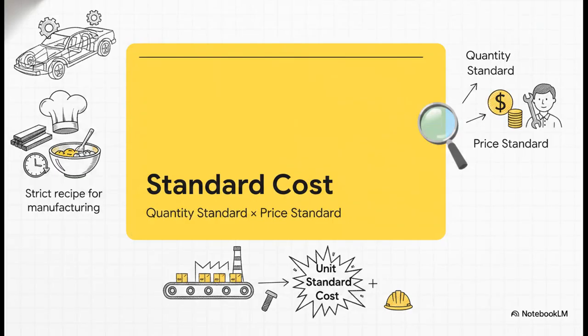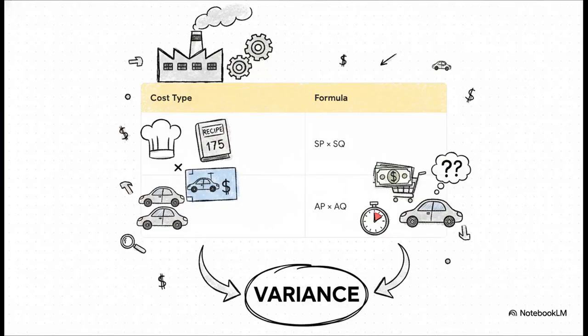So how do we take those attainable targets and assign them to an actual physical product? Well, it is exactly like following a super strict recipe for manufacturing. To figure out the standard cost for one single unit, say just one of those Sanchez cars, we have to make two firm decisions for every single input. First, there's the quantity standard. Basically, how much steel or how many labor hours should be used to build one car. Second, the price standard. How much should we be paying per pound of that steel or per hour of that labor? You just multiply the quantity standard by the price standard, and boom, you have your unit standard cost. We assign all our direct materials and direct labor costs using this exact recipe approach. So let's bring it back to our Sanchez mystery.